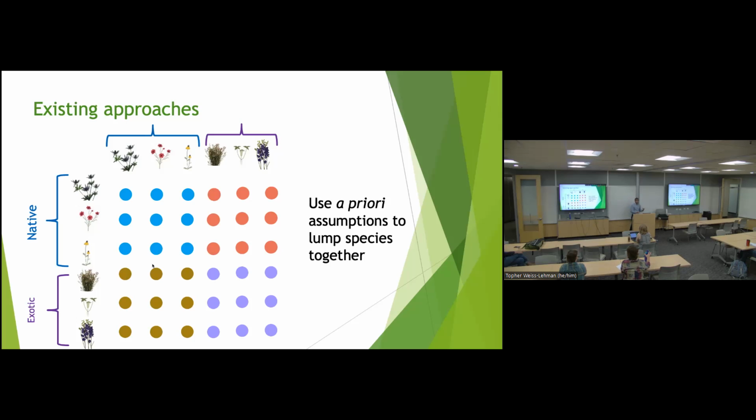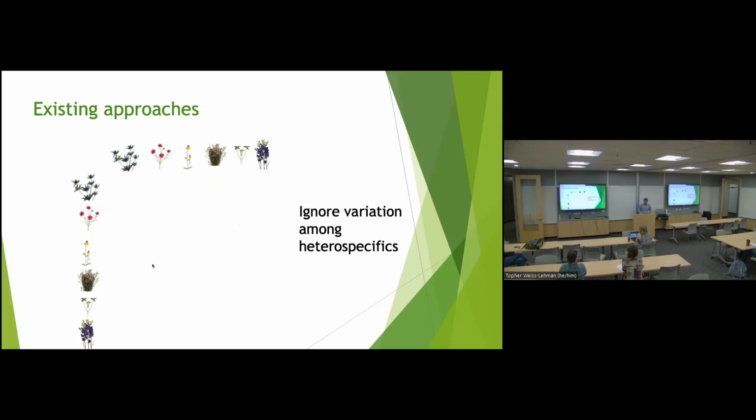So a lot of people don't really like that. It just gets often used as a matter of convenience. Another approach that people sometimes use is to ignore variation among heterospecifics. What I mean by that is ignoring the variation in different species interactions, those interspecific interactions, to focus on these intraspecific terms.